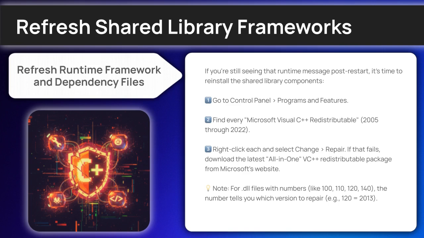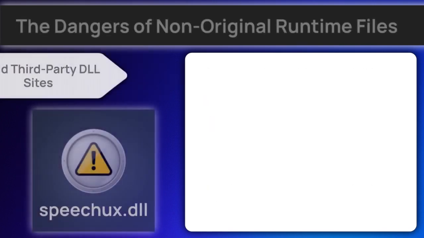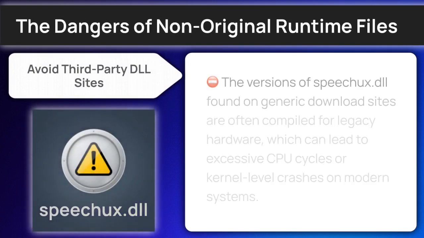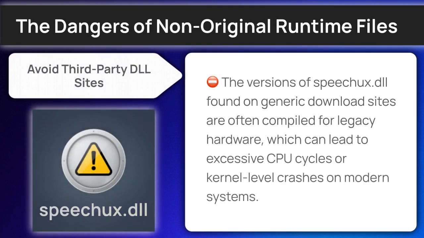Please note that for DLL files with numbers, the number tells you which version to repair. For example, 120 equals 2013. For a clean and stable recovery, it's important to stay within verified developer ecosystems. Using an incorrect or unverified version of Speech UX Library DLL can trigger a domino effect within your runtime environment, causing unrelated professional applications to fail without warning.